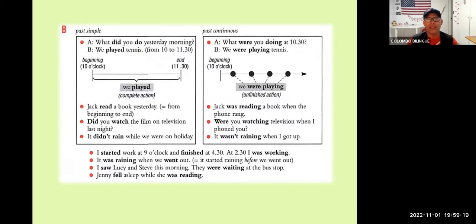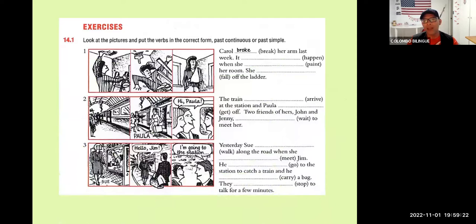I'm not going to read these examples actually, but I'm going to mention very quickly what happened. If you see in this picture, she was painting. And while she was painting, she fell off the ladder. She fell off the ladder. And she broke her arm. Okay, so can you see? Ah, gosh, man.